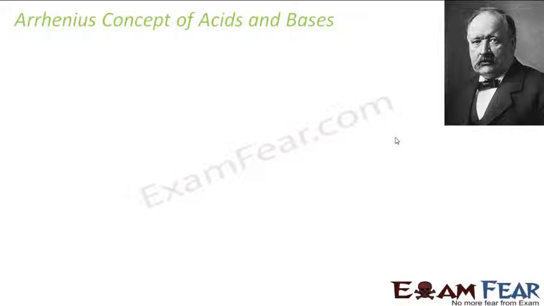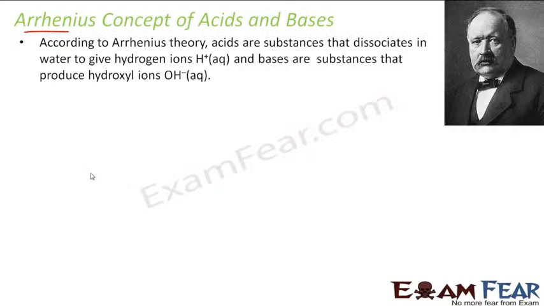So as I told, there are a lot of definitions of acid and base. The first good definition for acid came by Arrhenius. According to him, the acid is a substance which dissociates in water to give H plus ion, and the bases are the ones which produce OH minus ion. So his definition was H plus ion, OH minus ion. The one which gives H plus is acid, one which gives OH minus is base. That was his definition of acid and base.